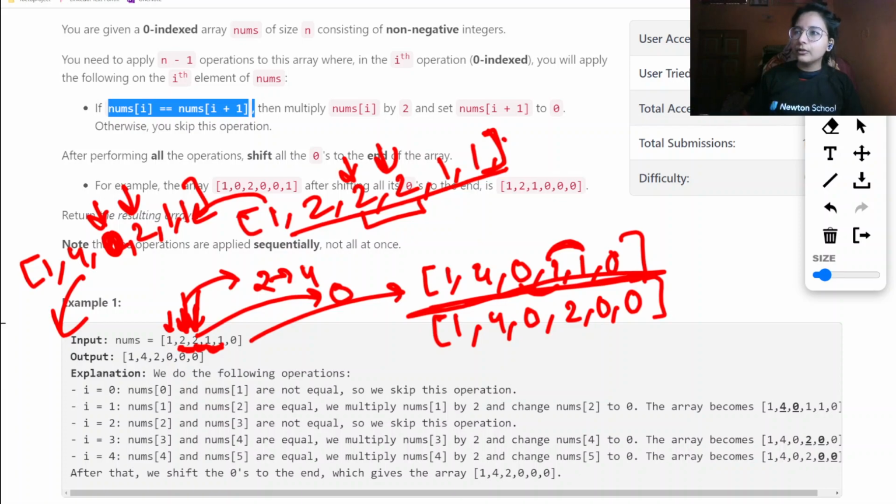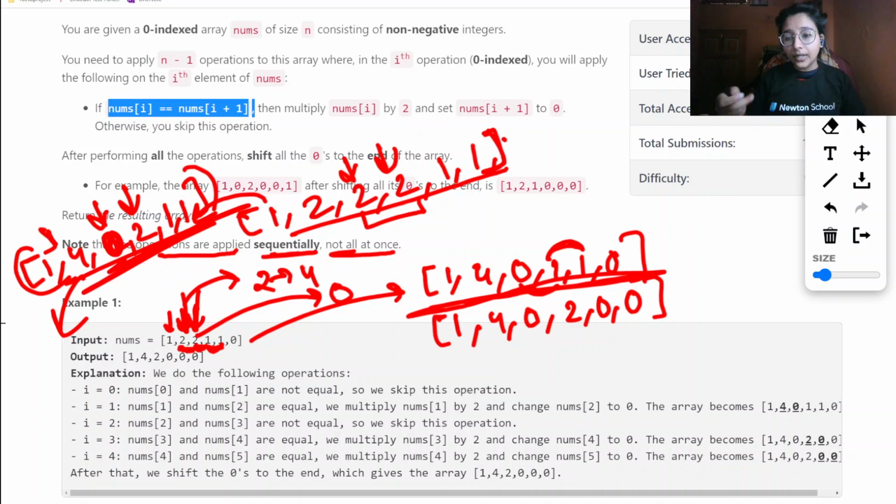For this confusion, they have mentioned this particular note: the operations are applied sequentially, not all at once. This simply means that after every step, whatever array we get, we are required to check that particular array rather than the original one. So this is the thing we are required to do in our solution.